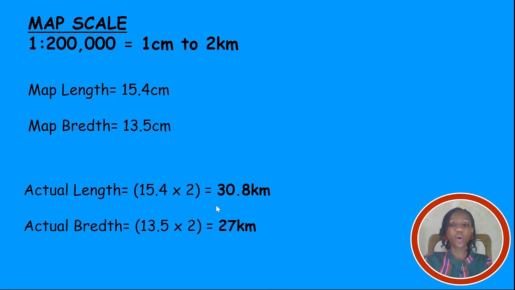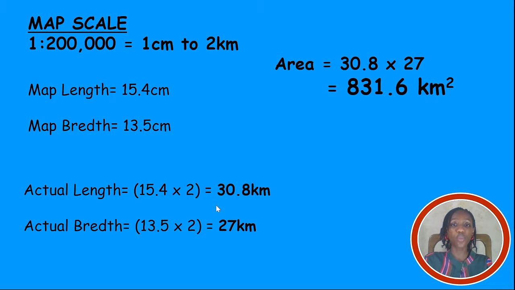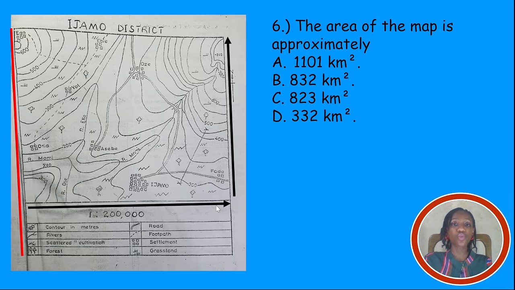And now to get the area of the map, we just need to use the formula for area of a rectangle, that's length times breadth, and that's going to give us 831.6 kilometers squared. And that is approximately equal to option B, 832 kilometers squared. Now, if somebody had measured the red line and used it to calculate their area of the map, they would have gotten a higher number, a value around option A, that's 1,100 kilometers squared, which would have been wrong.